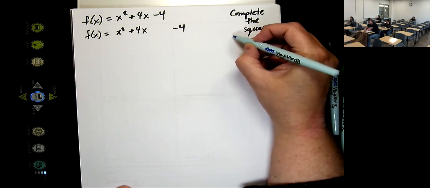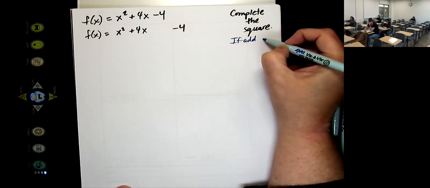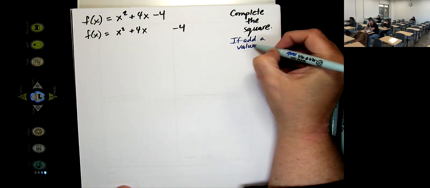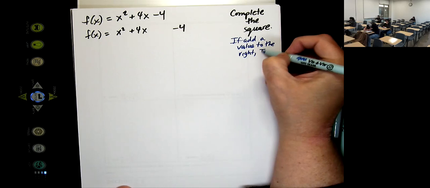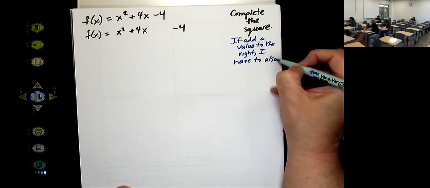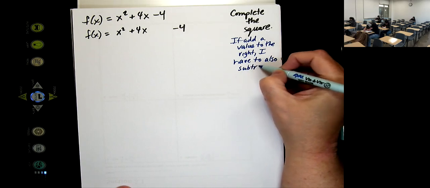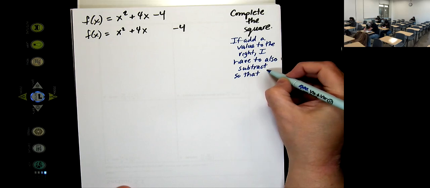If I can't touch the left, if I add something to the right, I have to also subtract it, so that I don't change the overall value.